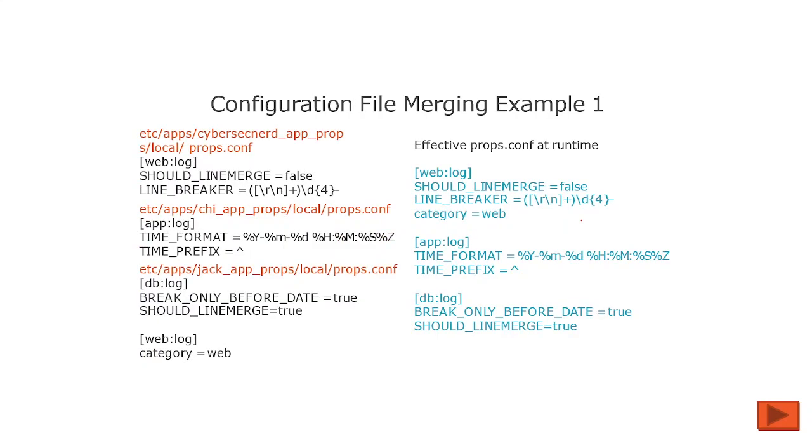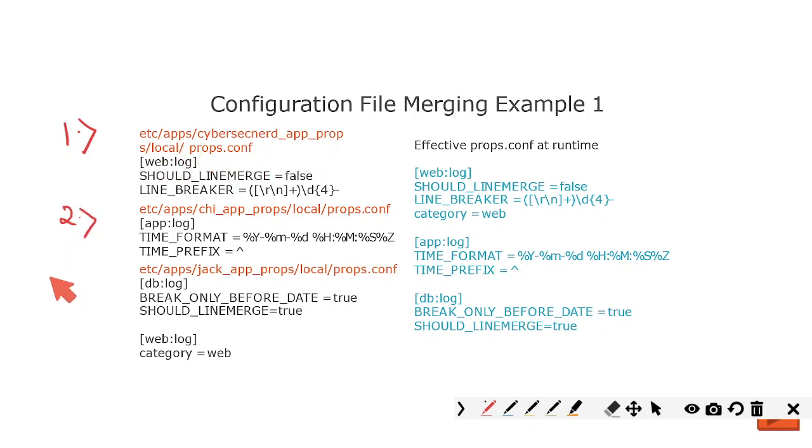So this is one of the examples which I would like to demonstrate. This is the first props.conf file. You can see the path etc apps and CyberSecNerd, which is nothing but one of the applications, you can say. Under local props.conf, and this is the second props.conf file, and this is the third props.conf file. So there are three locations in which we have a props.conf file, and we will try to understand how the configurations are coming from these files. Okay, so this is nothing but the stanza.